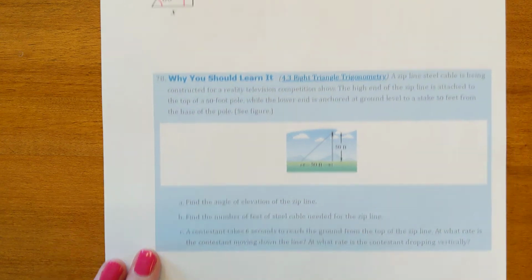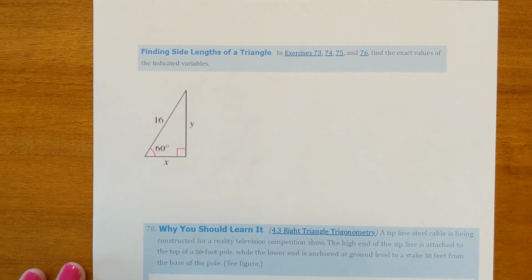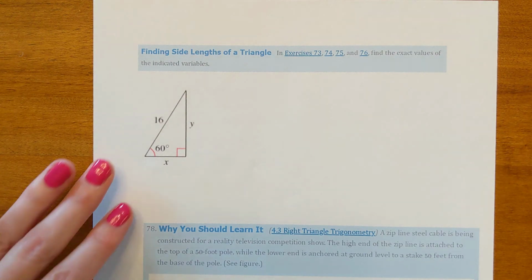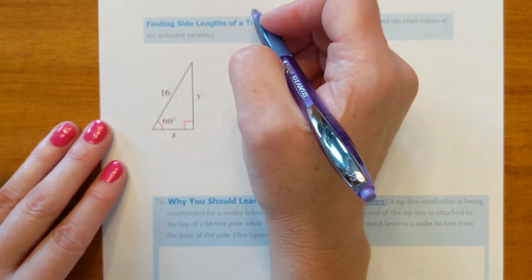All right, on the next page, this takes you back to geometry. We want to find some missing sides on this. So the key when you're solving for missing sides with a triangle is pick an angle.